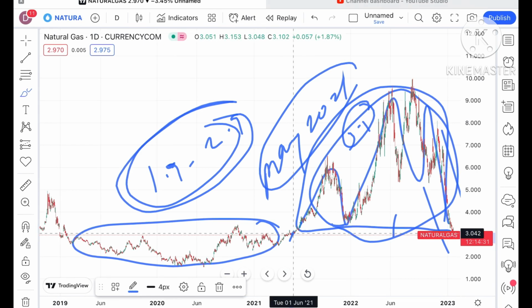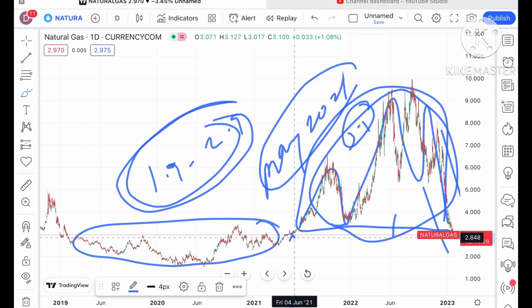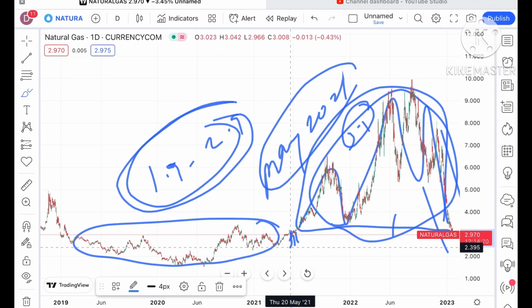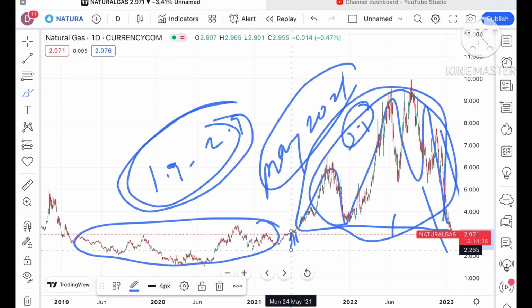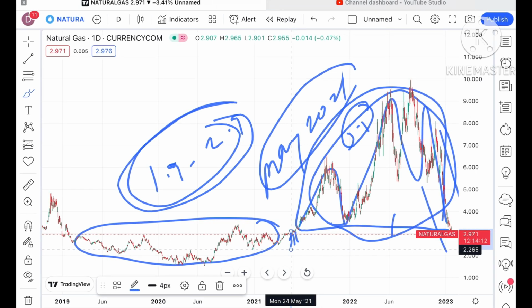Because what you have seen, the low, as you can see, is coming at around 2.88, and on this particular chart around 2.2. Till the time it is sustaining these levels around 2.2, there is a probability it will trade above the level of 2.2.